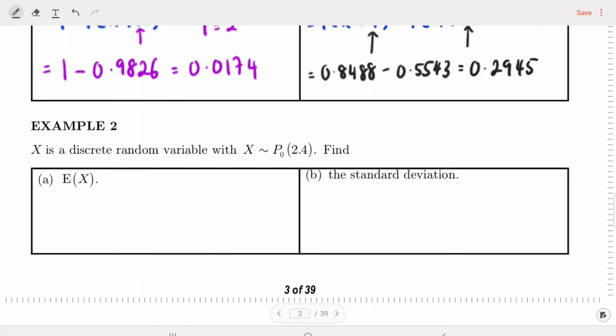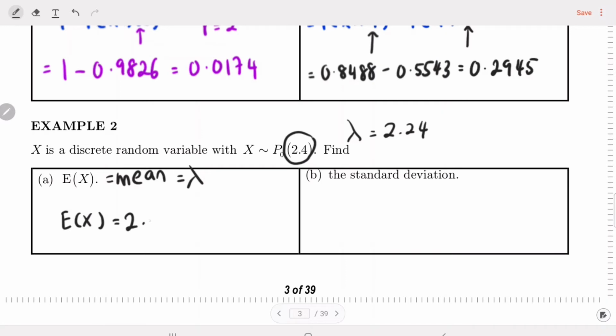Example 2, x is a discrete random variable with x tilde Poisson 2.4. It means lambda equal to 2.4. We need to find the mean, Ex. We know that for Poisson distribution, Ex, which is the mean, is also equal to lambda. Thus, Ex is just equal to 2.4.